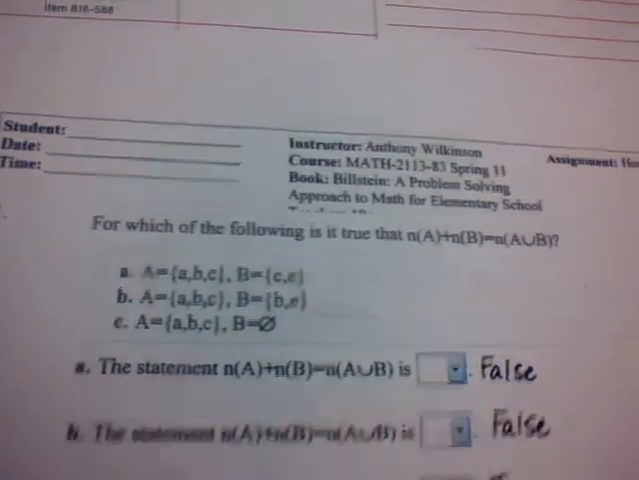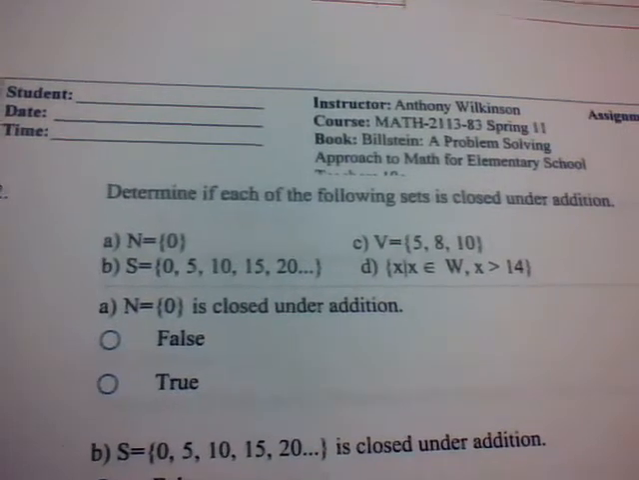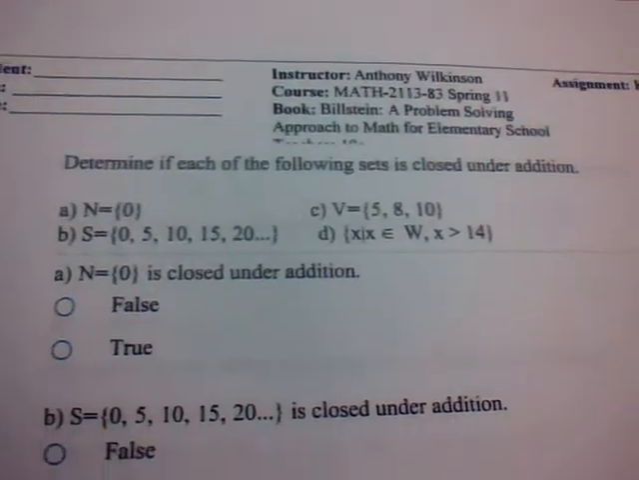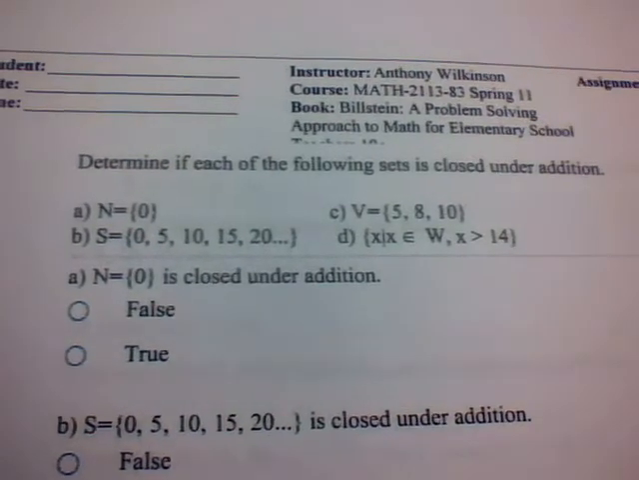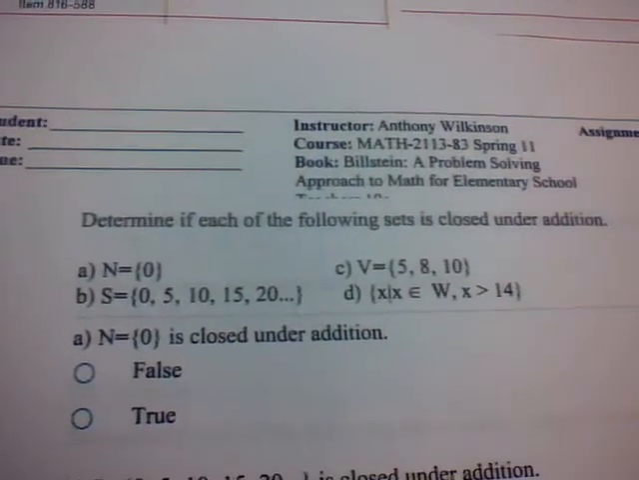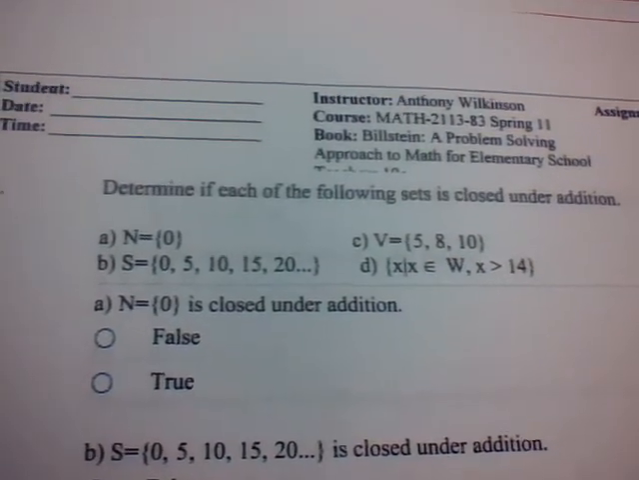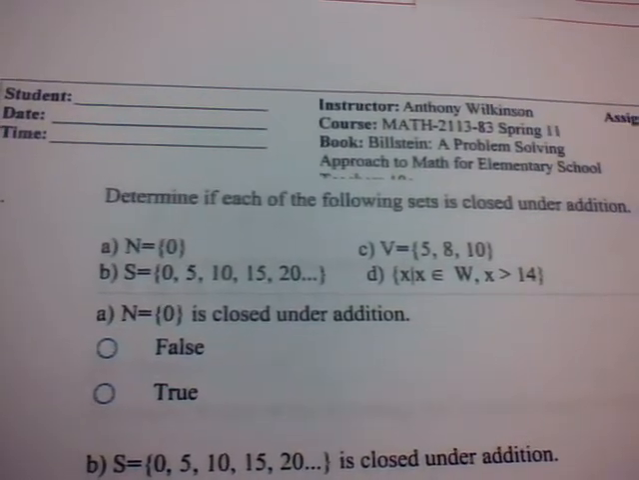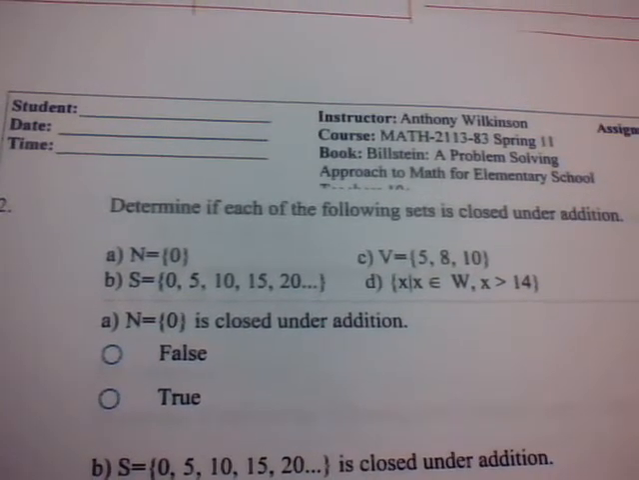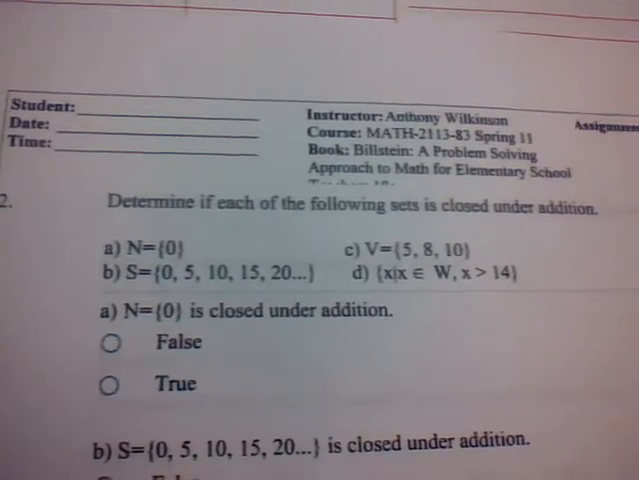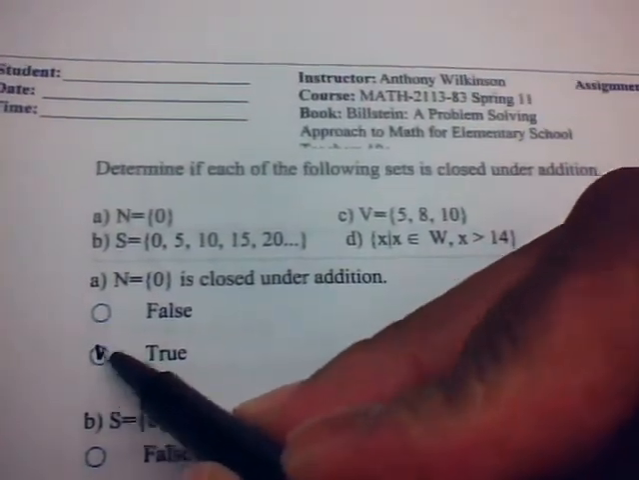Okay. All right, let's look at number 2, where it says you want to determine if each of the following sets is closed under addition. And here in part A you got N, which is {0}. And in this case here, we want to know if it's closed under addition. Well, 0 is the only element there in set N, so it has to be closed under addition. So that means it will be true.